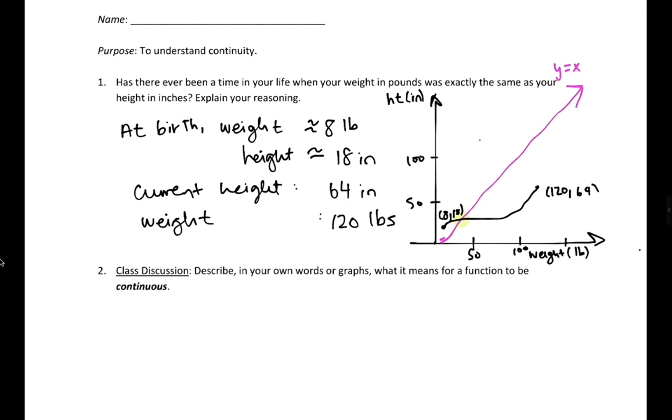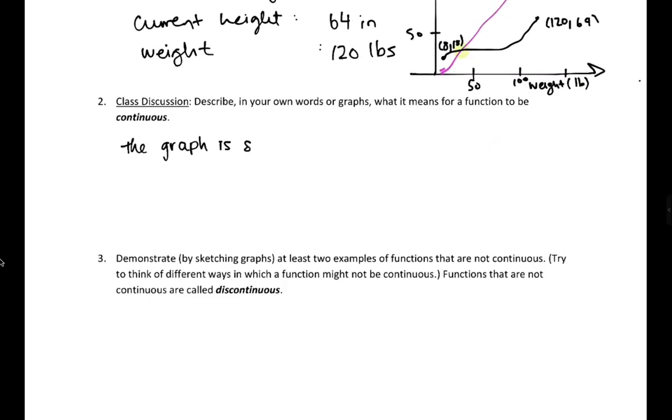So intuitively, to describe what it means for a function to be continuous, we can basically say that the graph is smooth with no holes or breaks.